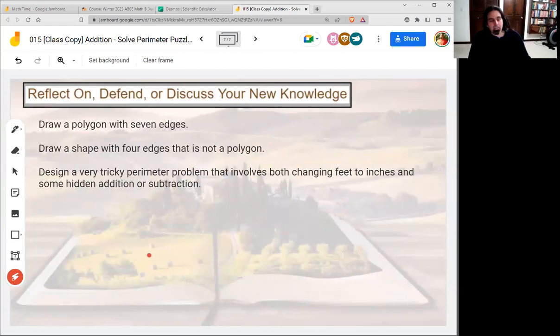For our thinking thing, draw a polygon with 7 edges and draw a shape with 4 edges that's not a polygon. And finally, you don't have to solve it yourself, but just draw a tricky perimeter problem that involves both kinds of trickiness, changing feet to inches and having some hidden addition and subtraction because not all the sides were labeled. If we have a great one of these that someone sends me before next Tuesday, that'll be our warm-up problem for Tuesday.